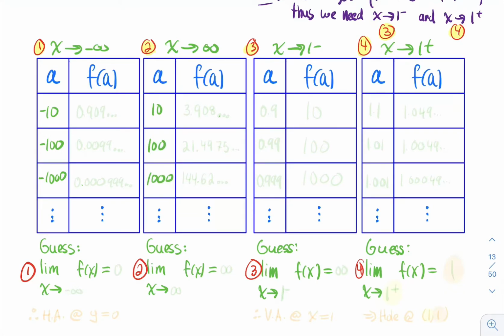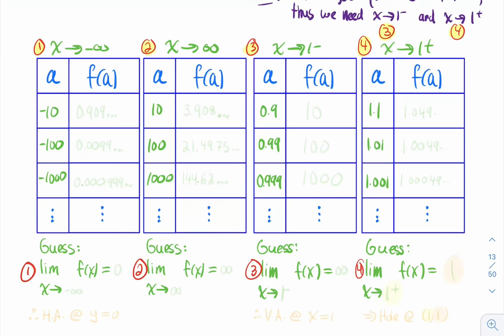Going to 1 from the left, I'm going to use 0.9, 0.99, and 0.999. So 3 numbers very close to 1, getting closer to 1, and smaller than 1, and then bigger than 1. So for the right limit of 1, I'm going to use 1.1, 1.01, and 1.001. I'm expecting in any evaluation, when you're constructing a table to guess a limit, that you have at least three inputs.